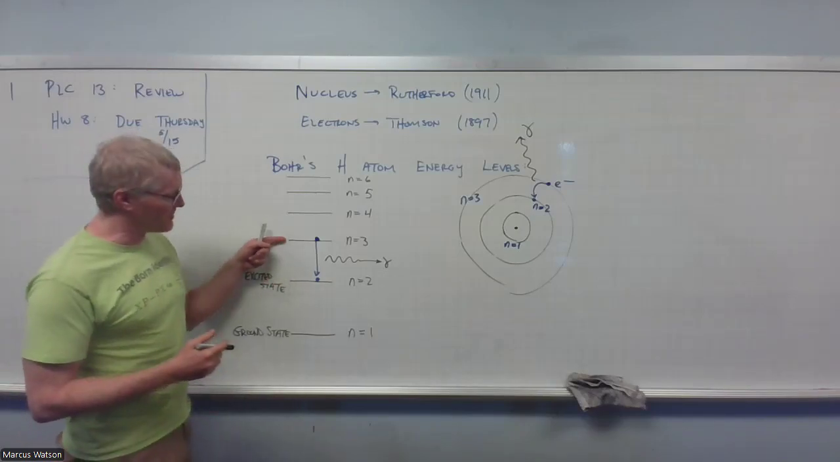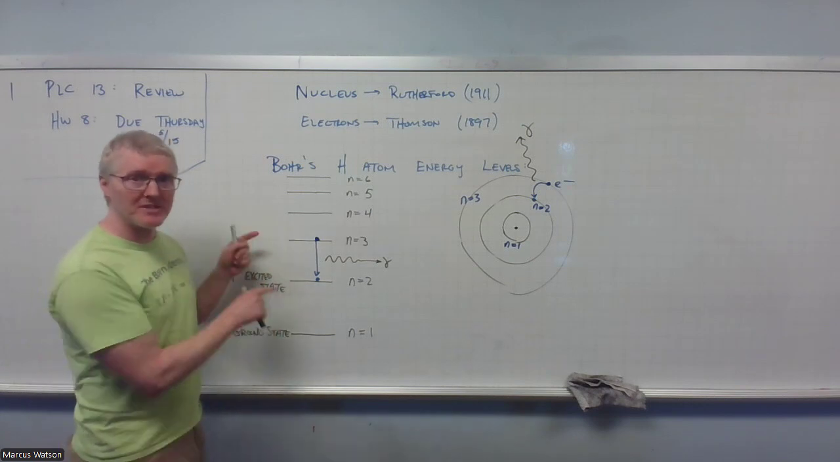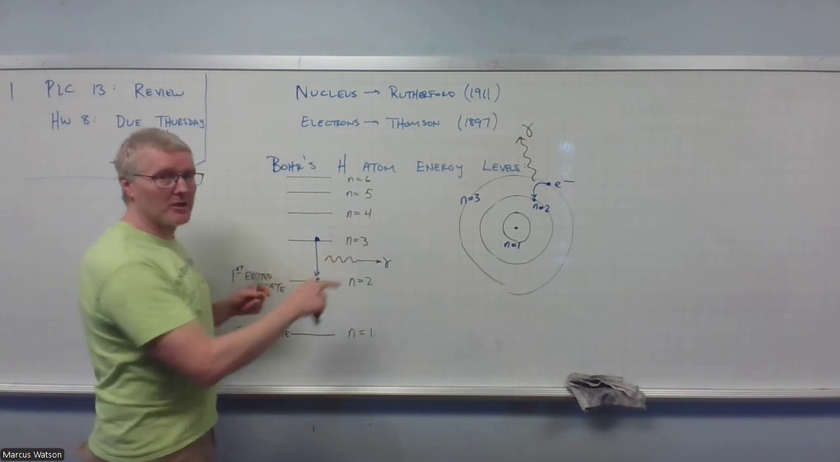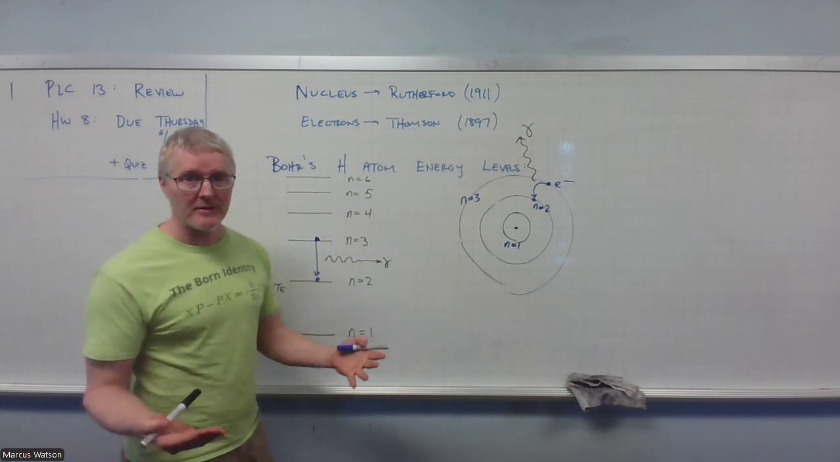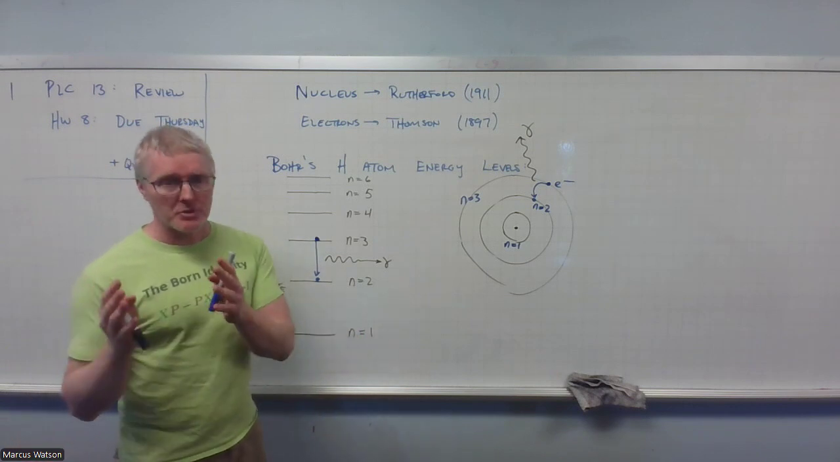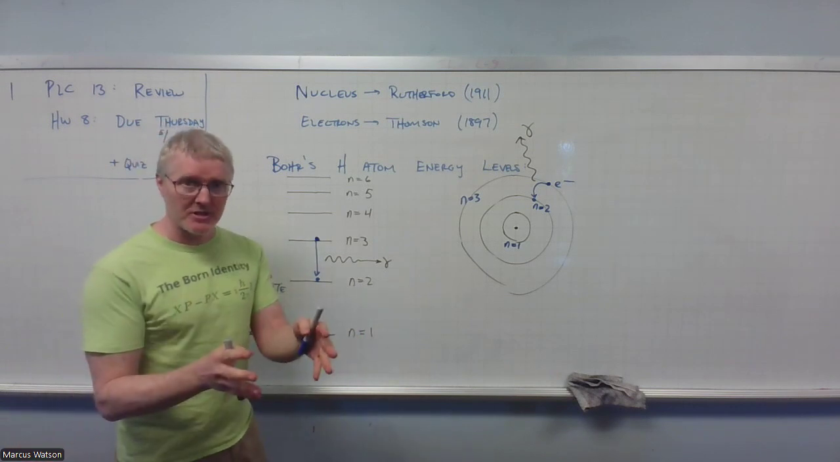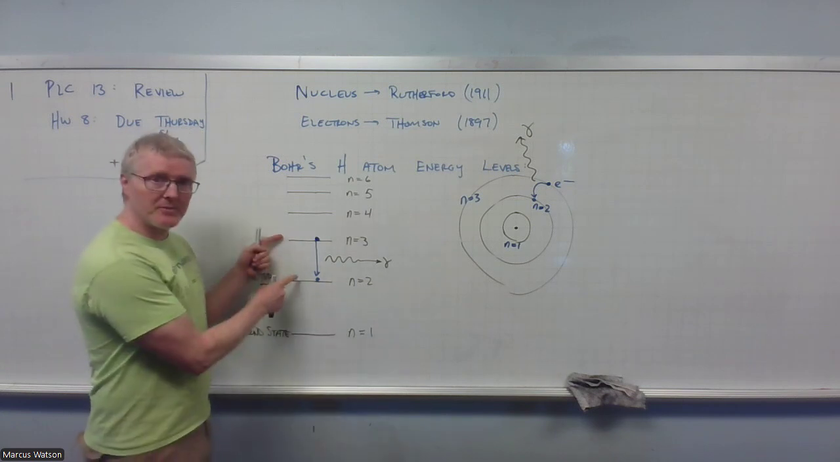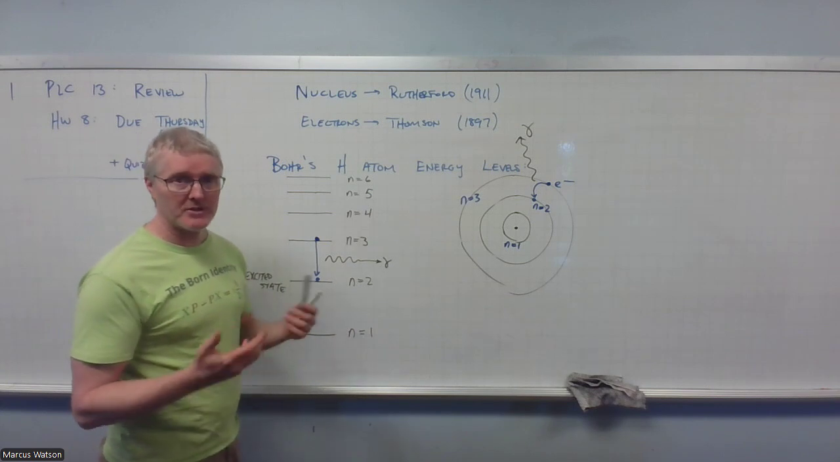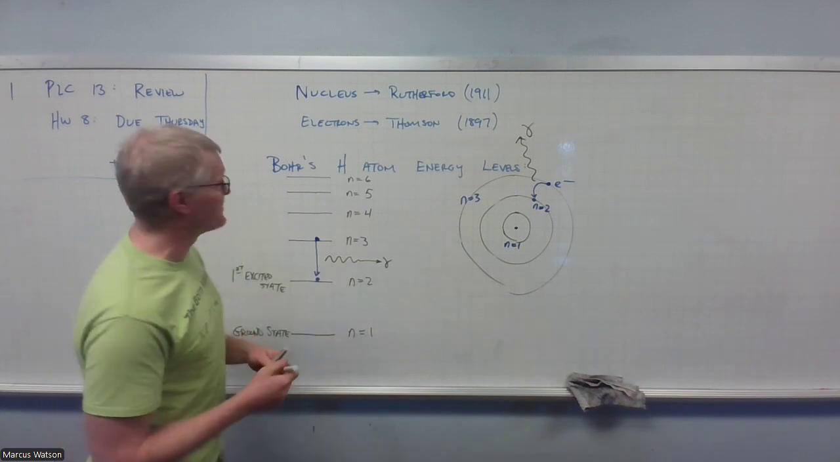Okay, so when it drops from here to here, it emits the photon, which is the difference in energy between these two energy levels, and that photon has a particular wavelength. The wavelength we can measure. If we measure the wavelength, we know its energy, therefore we know the energy between these two energy levels, and Bohr came along and said, okay, let's talk about the energy between the two energy levels.